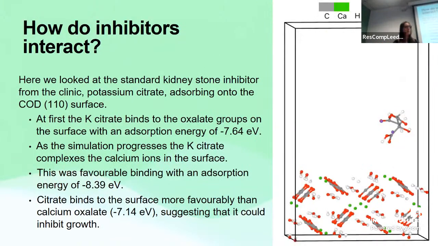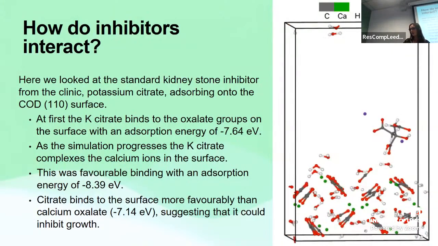So what about inhibitors? How do they behave on these surfaces? For the past 25 years, doctors have been prescribing potassium citrate as a treatment for kidney stones. But they don't know if the treatment is just the fact that it increases the pH and whether it does anything atomistically. So we looked at whether the potassium citrate behaves any differently on the surface.